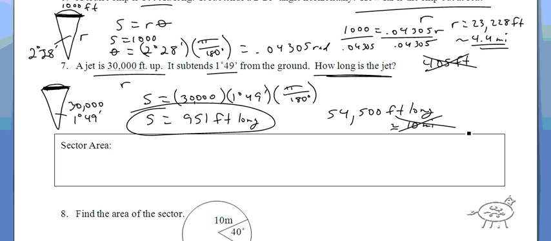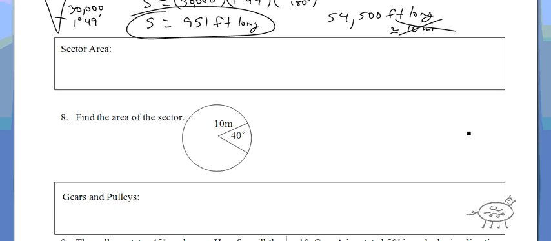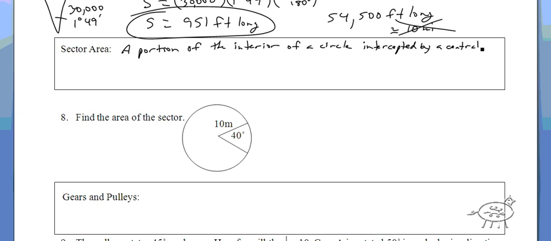All right. So the next thing we're talking about is called sector area, and this is what sector area is. It's a portion of the interior of a circle intercepted by a central angle. Okay, a portion of the interior of a circle intercepted by the central angle.